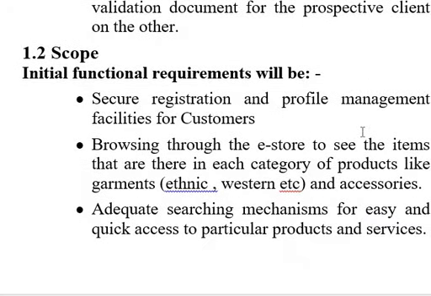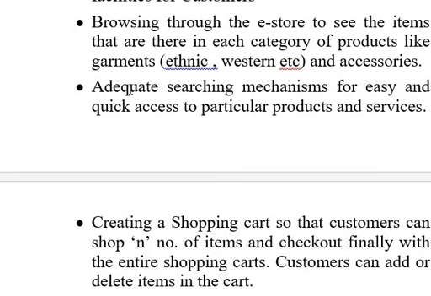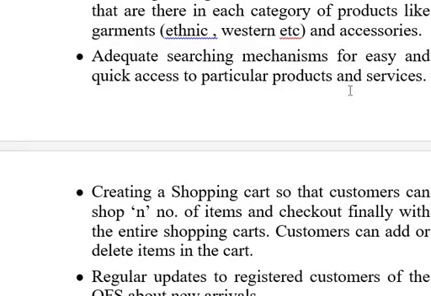Then you will have the scope. The initial functional requirement will be secure registration. So the first module will be the registration of the user. The second functional requirement would be browsing through the e-commerce store. If I want to search, let's say, t-shirts, pants and shoes, then there should be an adequate searching mechanism for easy and quick access. So when you search something, the search should be efficient and fast.